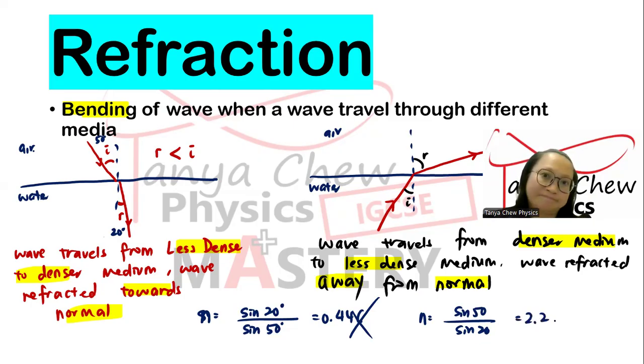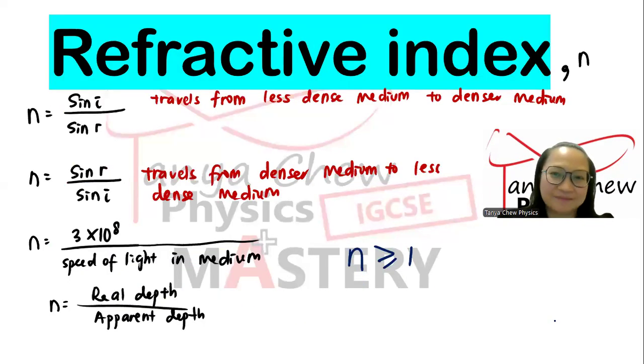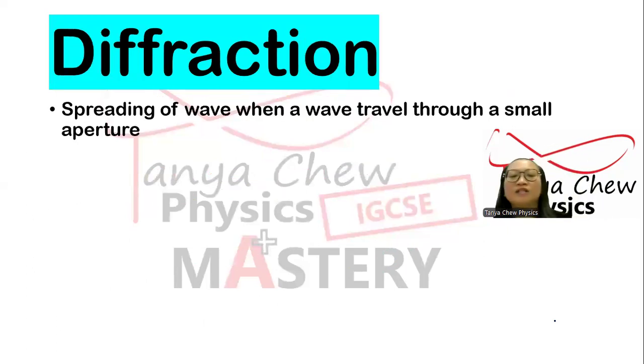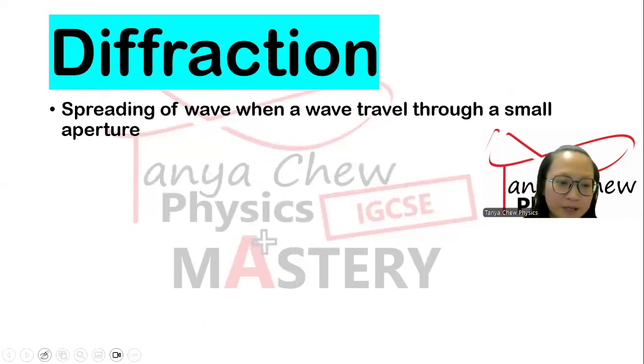Yes, it is more than 1. As long as the refractive index that you calculated is more than 1, yes, that's correct. Okay, that's the tip. Diffraction. Diffraction means spreading of wave when a wave travels through a small aperture, a small opening, or a block, etc.